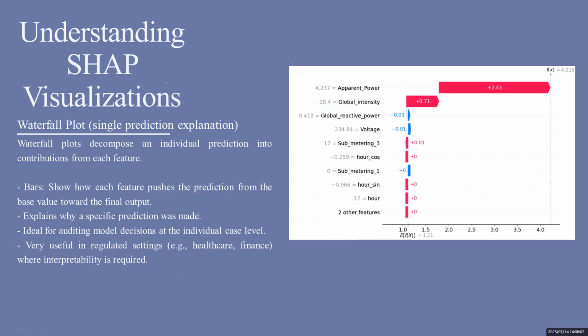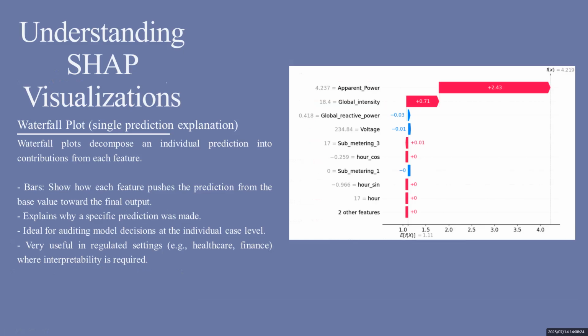It explains why a specific prediction was made, and is ideal for auditing model decisions at the individual case level. It is very useful in regulated settings such as healthcare. So we can see how it pushes forward. We can tell apparent power pushes forward, and we can tell that global intensity pushes forward.